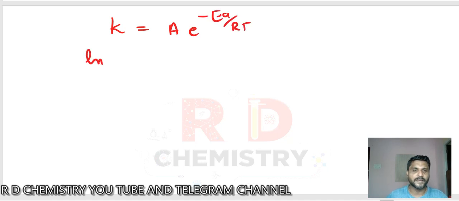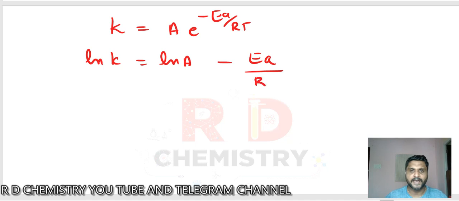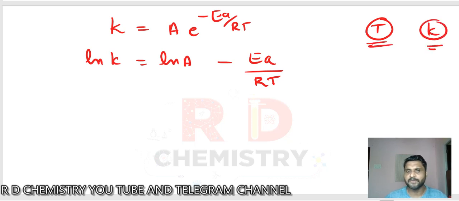And if you check the Arrhenius equation, k is equal to A into e to the power minus Ea divided by RT. Right? So take ln on both sides. Ln k is equal to ln A minus Ea divided by RT. So you know that as temperature changes, the rate constant k also changes. So the temperature and k can be variable. So ln k and temperature here.